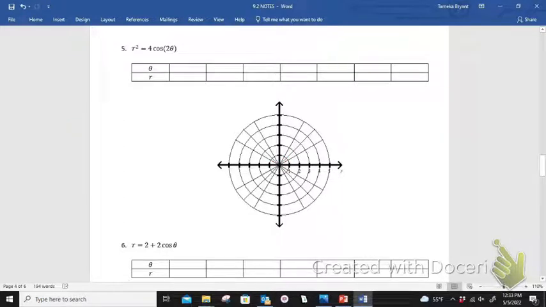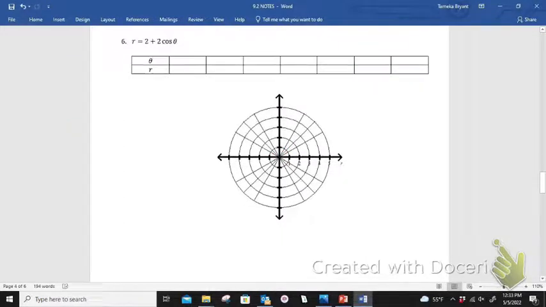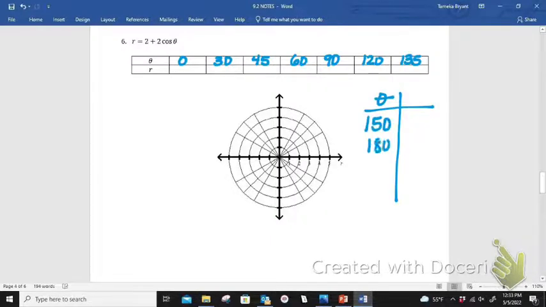So we're skipping number 5 because of the r squared. We'll come back to number 5 tomorrow. So we're skipping to number 6 today, because this one should go pretty fast. So we got 0, 30, 45, 60, 90, 120, 135, and then make my secondary table. 150, 180. All right, so go ahead and type those in real quick, see what we got.